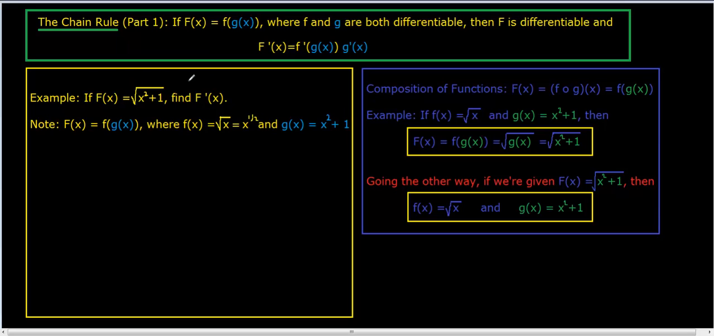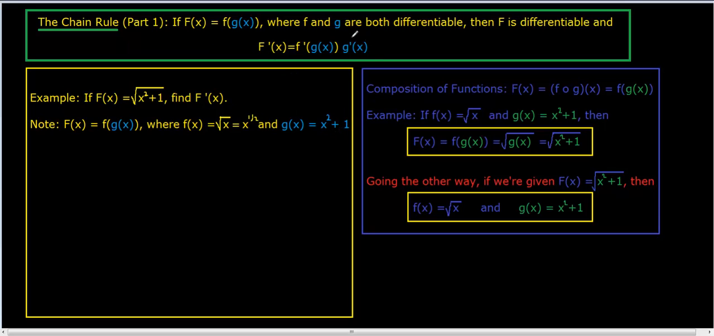This is what you would be given in your calculus problem. Starting off with some function, capital F, or it could actually be written little f, is the square root of x squared plus 1, and we want to find the derivative of this function. It's going to be helpful to note that capital F of x is the composition of two functions, f of g of x, where f is the square root function, and g is x squared plus 1.